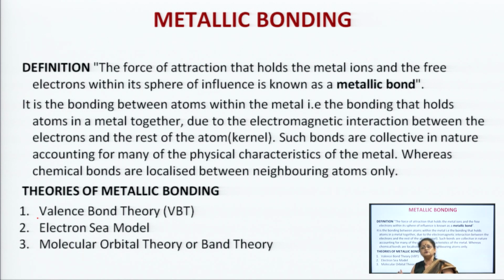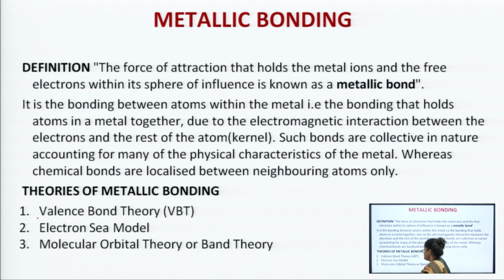The various theories of metallic bonding which have been proposed for so long, one of the very popular theories, as we discussed in case of normal bonding between two atoms, was valence bond theory, VBT. But since VBT was more confined to two atoms or just a few atoms, this theory was not very popular, it had its own drawbacks and anomalies. Then came the electron sea model, which was much more successful compared to valence bond theory.